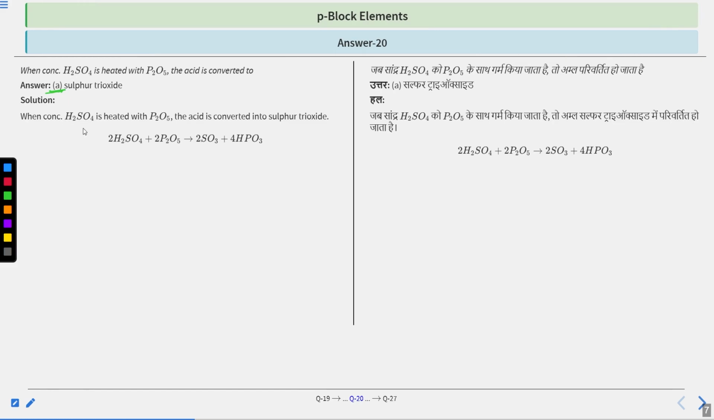When concentrated H2SO4 is heated with P2O5, the acid is converted into sulfur trioxide, and this is the reaction. Two molecules of H2SO4 react with two molecules of P2O5. It gives us 2SO3 plus 4 molecules of HPO3, right? So our acid is converted into sulfur trioxide, SO3, and thus option A is the correct answer, that is sulfur trioxide.